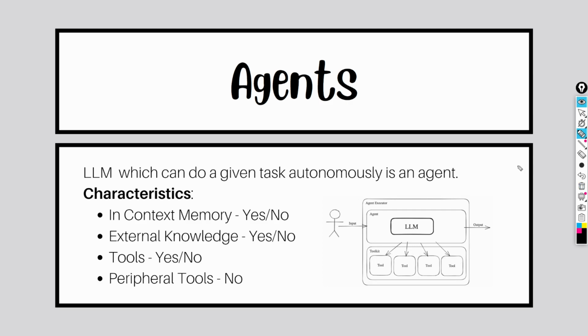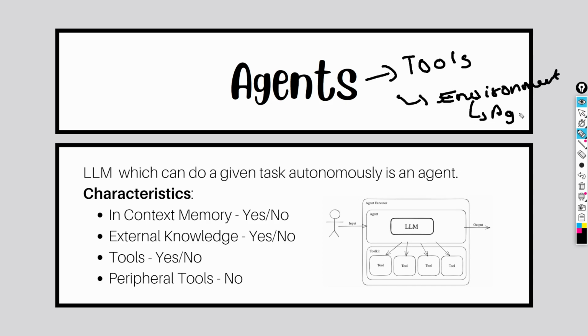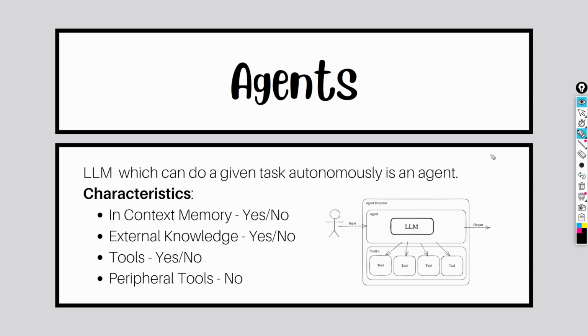This is a simple explanation of why this is an upgradation over the chain, because it can do the task autonomously, whereas the chain has human intervention because a human is creating that chain. But in case of an agent, you will just provide the tools in an environment where the agent can use them. This environment is nothing but your agent execution environment. So that is an introduction to agents.